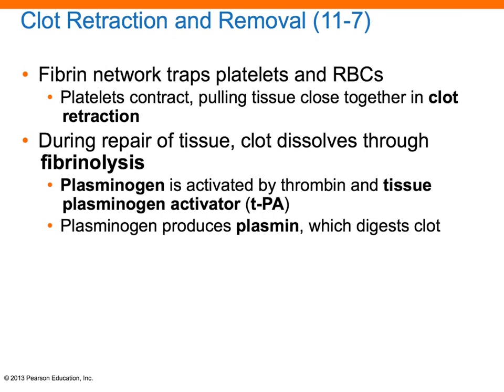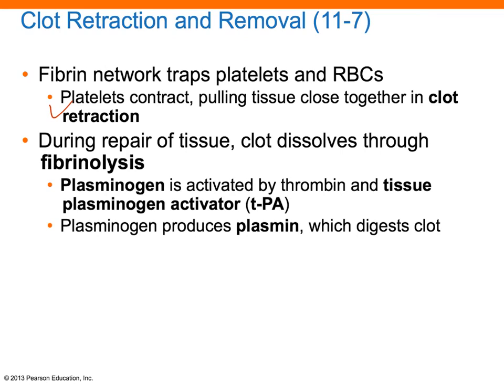But of course, we do not want the blood clot to continue forming or to remain forever, because that can be dangerous as well. So the clot has to at some point be retracted and removed. When the fibrin network is established, the platelets will contract, and when they contract, they pull the torn edges of the wound closer together. So this is called clot retraction, and the whole point is to pull the edges of the wound together. This makes the size of the damage smaller so that the repair is easier.